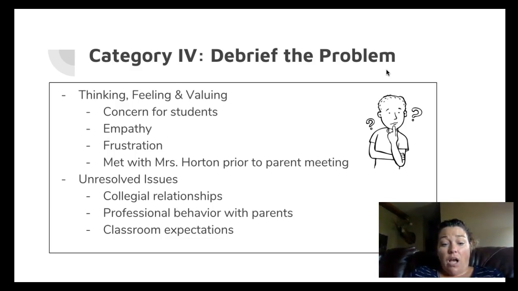Some unresolved issues. I feel like maybe Mrs. Horton feels like she's on an island. She doesn't really have any collegial relationships with her coworkers. So I feel like those are some things that we could work on in that building, maybe some team building, some culture building within the building. We need to talk about professional behavior with parents and how we interact with them and how we handle them. And we need to talk about classroom expectations and how we allow our personal lives to really affect our work lives, and ensuring that they don't take over our entire classroom and our entire demeanor and teaching in the classroom.